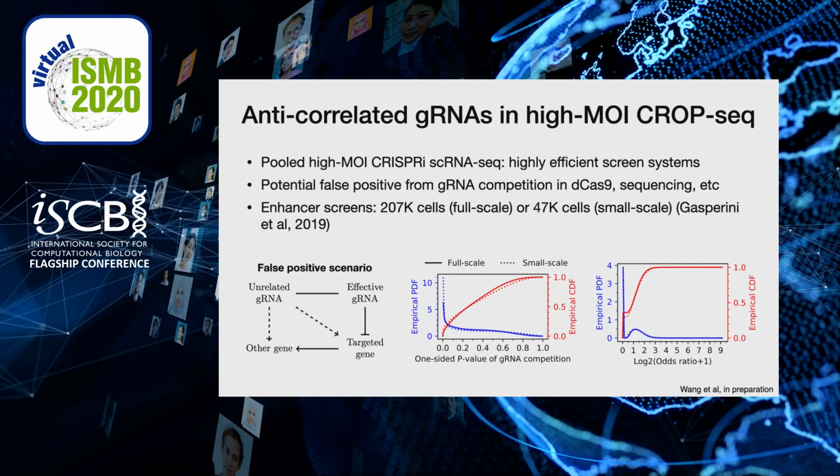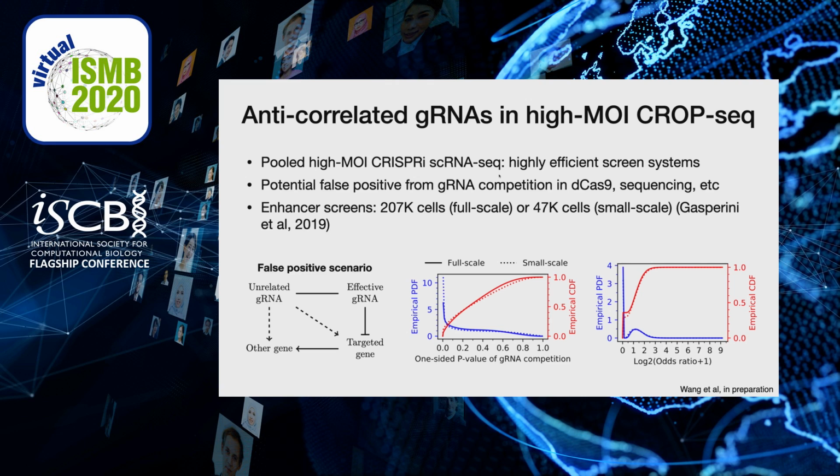In another case, we looked at whether we could infer gene regulations with a pooled high MOI CRISPR single-cell RNA-seq screen. In this case, you have a number of cells and a pooled infection with a very high MOI, so each cell can contain, for example, 20 guide RNAs on average. Then when you do single-cell RNA sequencing, you sequence the guide RNAs and also the transcriptomic profile, so you can infer how the transcriptome is affected by each guide RNA. Therefore, these can be very highly efficient screening systems.